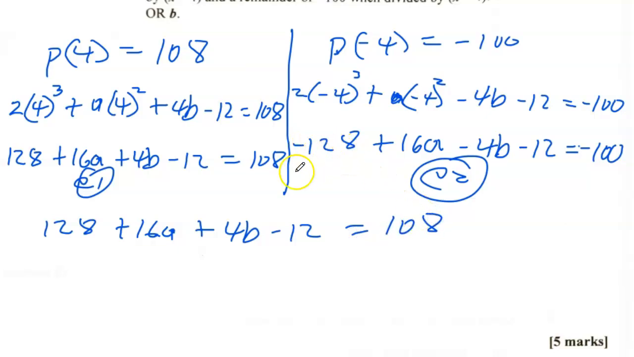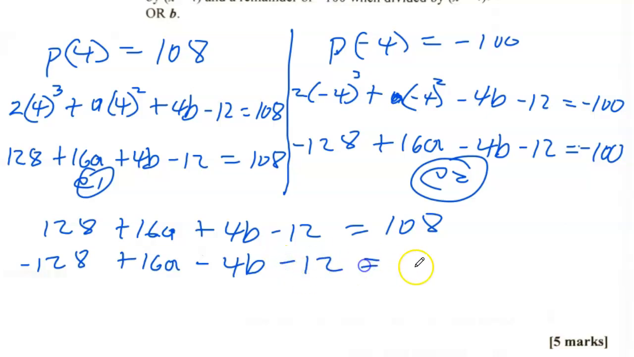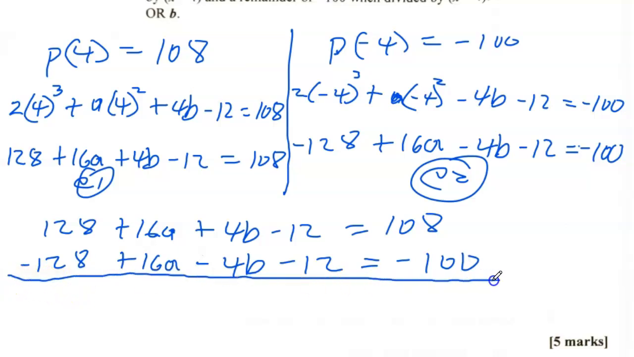And equation 2, let me restate equation 2. That's minus 128 plus 16a minus 4b minus 12 equal to minus 100. Now you'll notice that we can either add or subtract to eliminate a or b. Now notice b, the signs are different. So if we add, we should eliminate the b. So let's add.